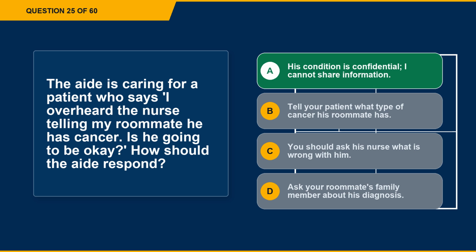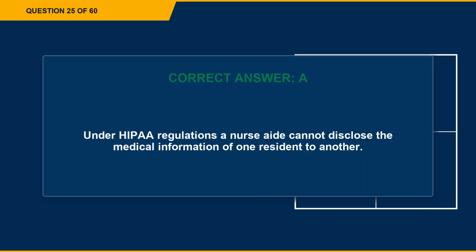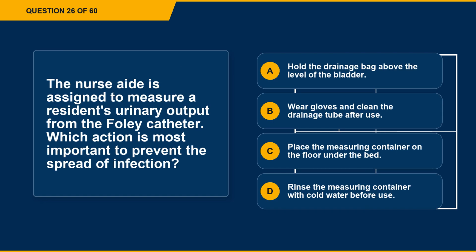The correct answer is option A, his condition is confidential, I cannot share information. Explanation. Under HIPAA regulations, a nurse aide cannot disclose the medical information of one resident to another. Question 26. The nurse aide is assigned to measure a resident's urinary output from the Foley catheter. Which action is most important to prevent the spread of infection?